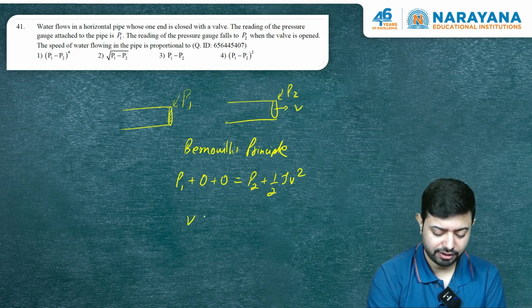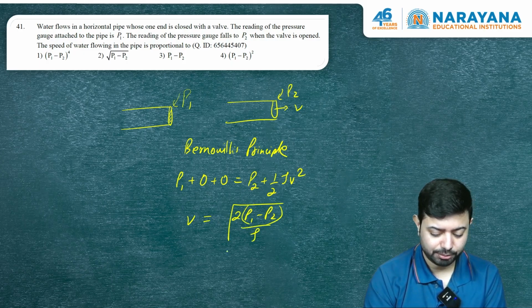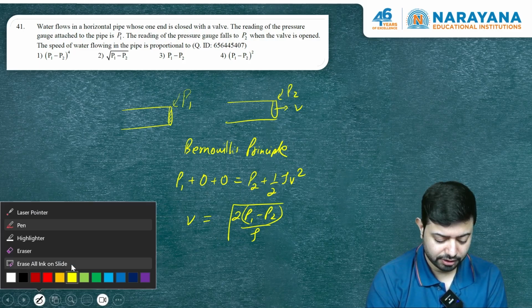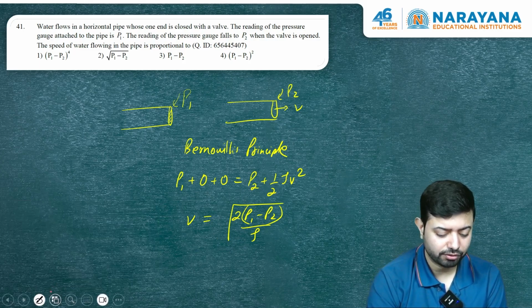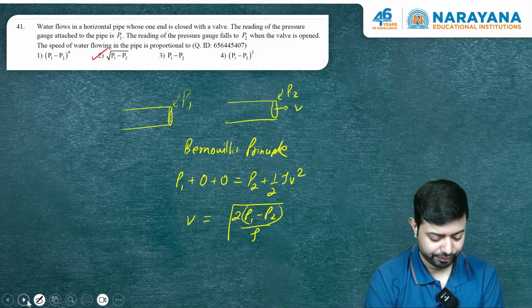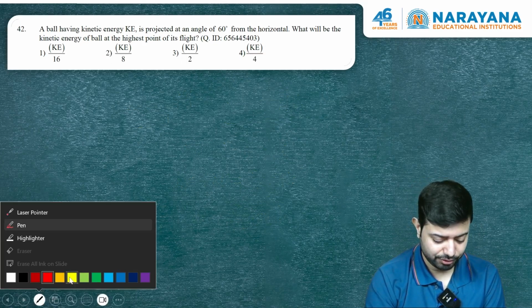So, what is your v? It will become root of 2 times P1 minus P2 divided by rho. So, it is proportional to root over P1 minus P2. Okay, so, second option is the correct answer. Let us move to the next one.